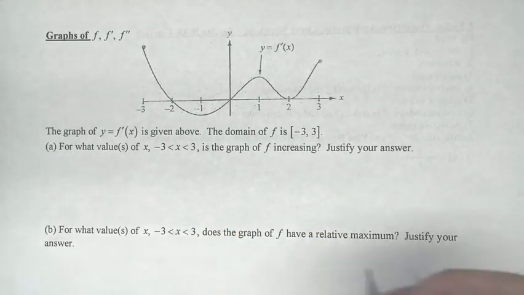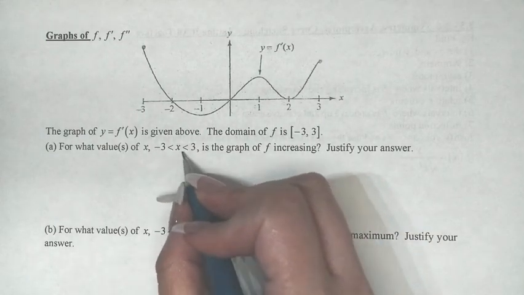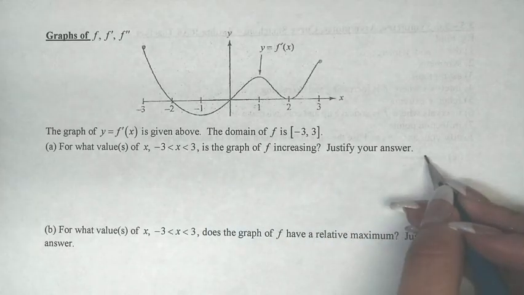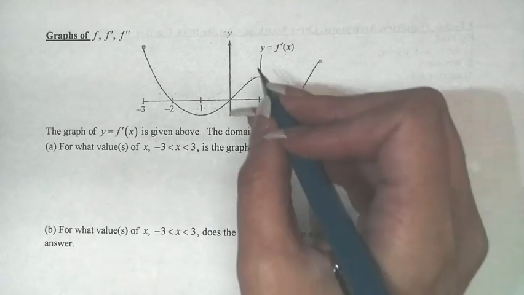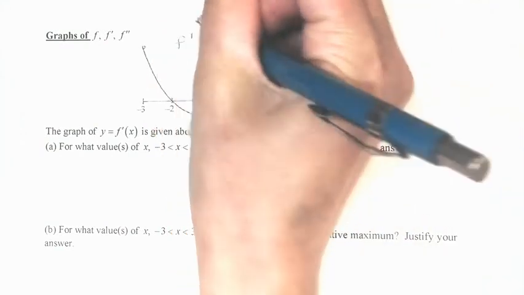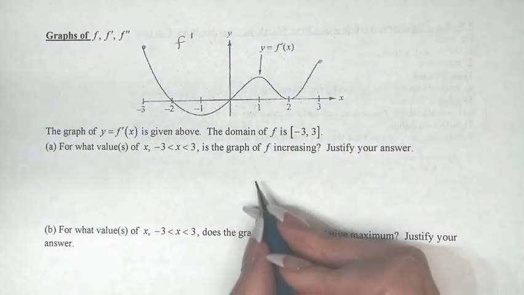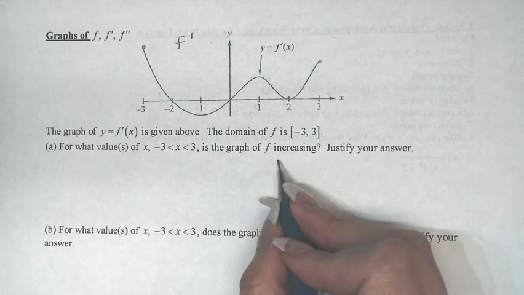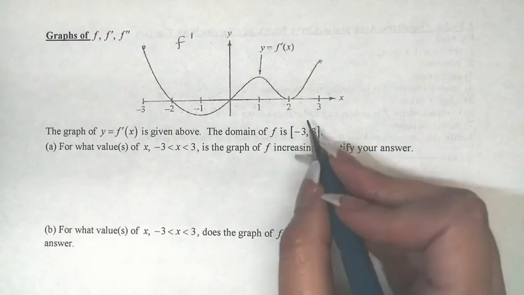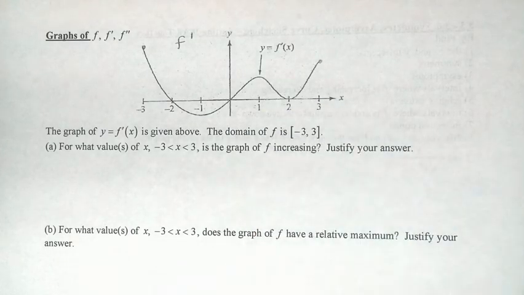So the first question goes like this. For what values of x from -3 to 3 is the graph of f increasing? Justify your answer. First and foremost, you can see that this is the derivative, okay? So this is f prime. What you're seeing is f prime. So if we want f increasing, f is going to be increasing where the derivative is positive. So when this graph is positive, you can see that this is positive when it's above the x-axis.